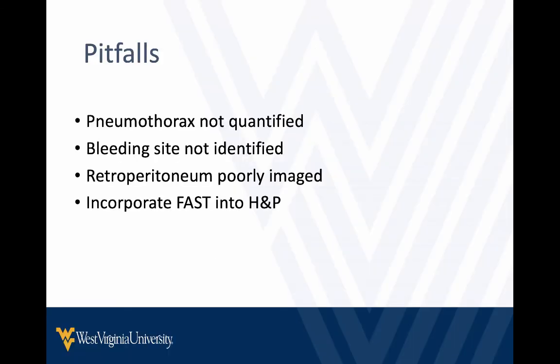The pneumothorax is not quantified. It's just giving you pretty much a yes or no. You have to use the rest of the clinical picture to help you decide what to do with that. Just because we see blood in the abdomen, we don't know where the bleeding is coming from necessarily. We're not seeing the retroperitoneum terribly well. As always, with all information that we have, we incorporate it into the entire history and physical. We have brains, the ultrasound machine doesn't.